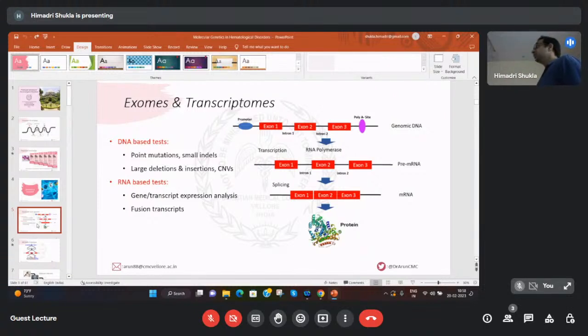For most of the mutations that we look for, it is the DNA that is the starting material. And depending on what we are trying to identify, the type of molecular test that we do will vary.